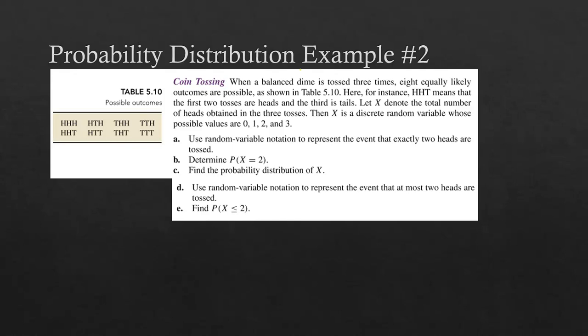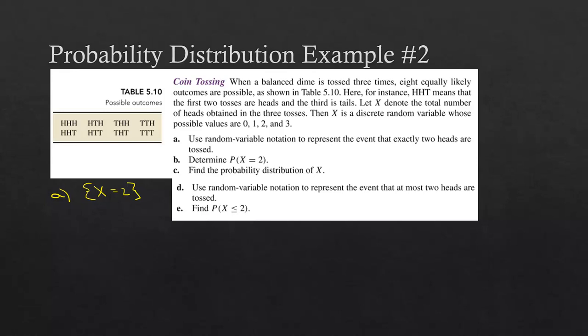Okay, so letter A. Use random variable notation to represent the event that exactly 2 heads are tossed. Well, to use the notation that exactly 2 heads are tossed, that's X equals 2.